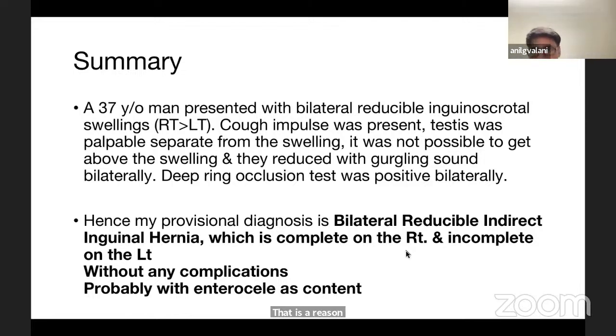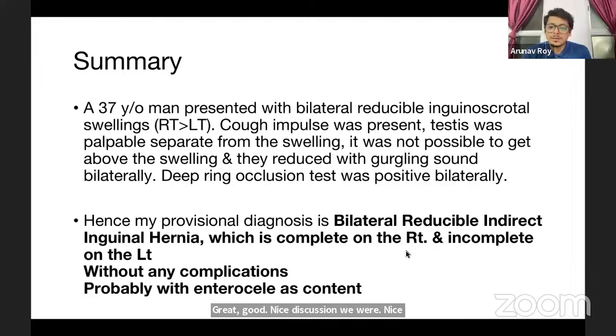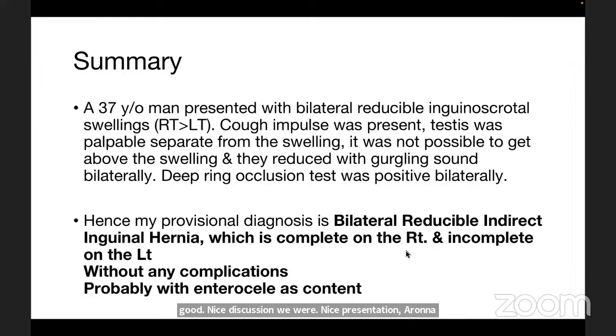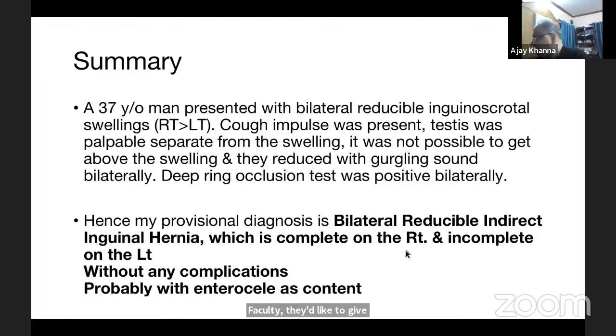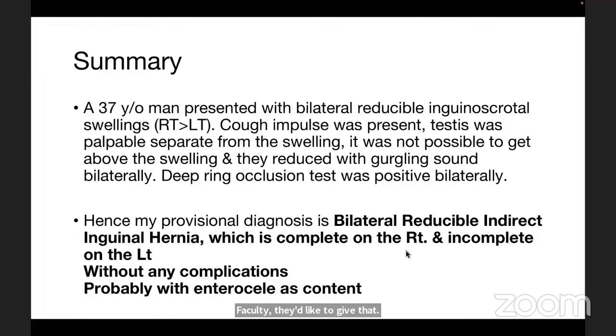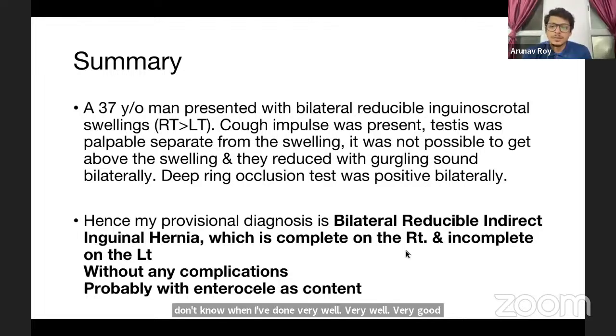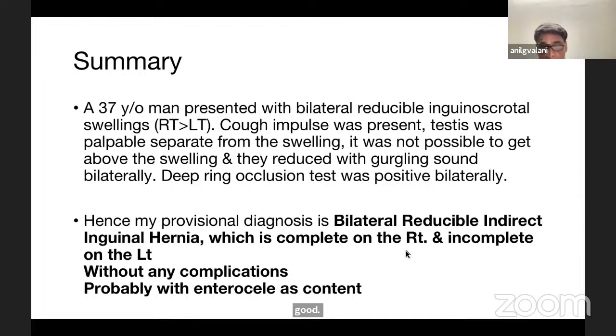Nice discussion we've had. Nice presentation, Aruna. Thank you, sir. Other faculty, would you like to give your comments for this class? I think Arnav has done very well, very good. Very impressed. But some clinical tests you must do properly. I will read up again. You must know everything about hernia.